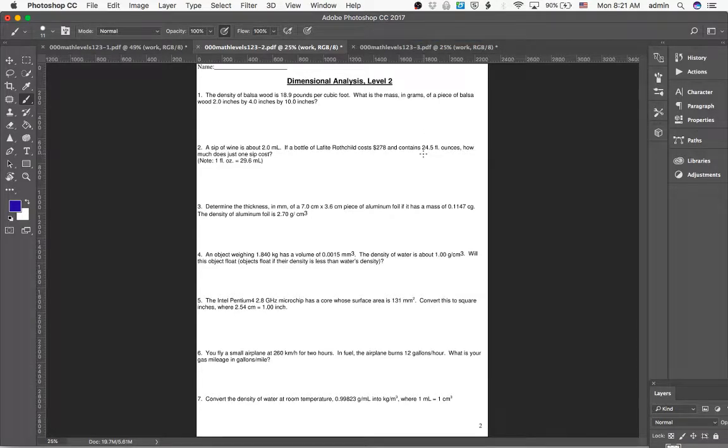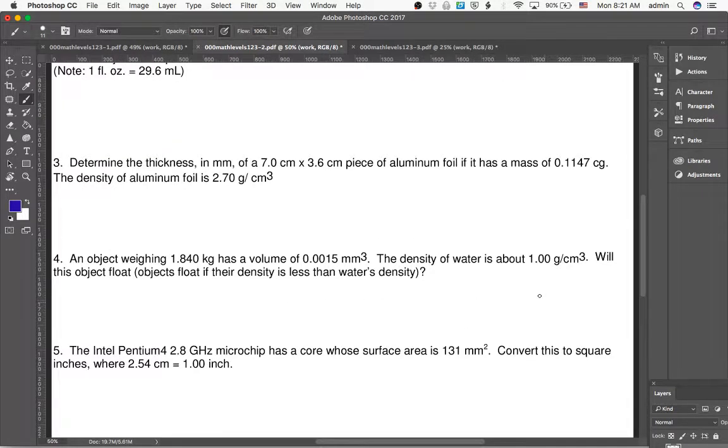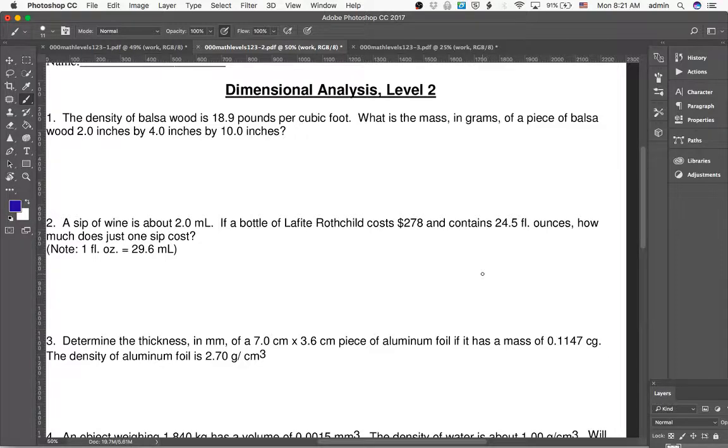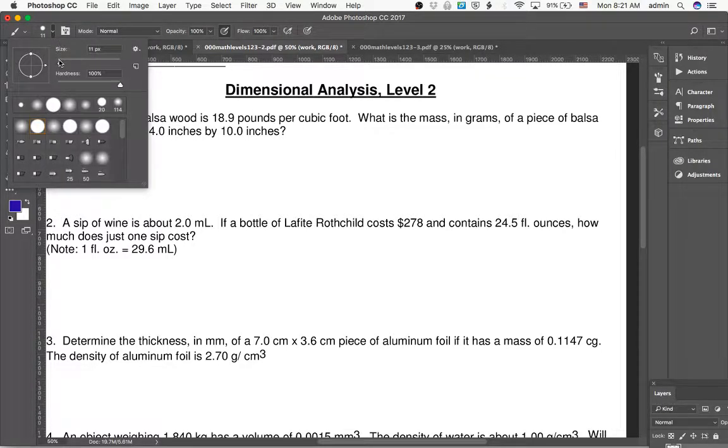Hi folks, this is level 2, dimensional analysis level 2, and we'll start with number 1 here. Density of balsa wood, 18.9 pounds per cubic foot. What is a mass in grams? So I want grams.